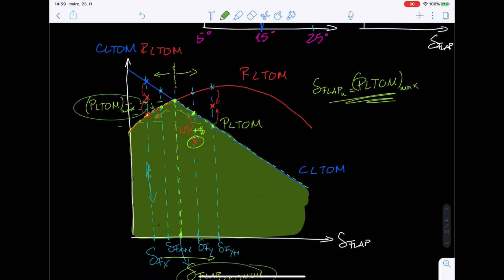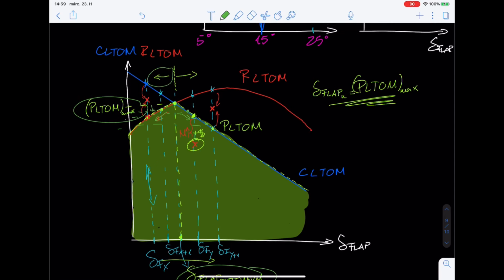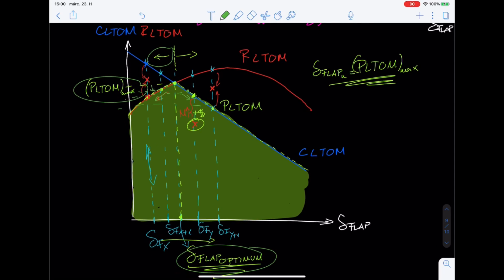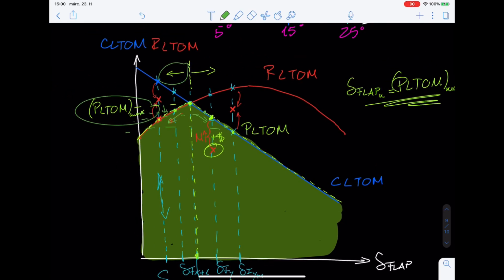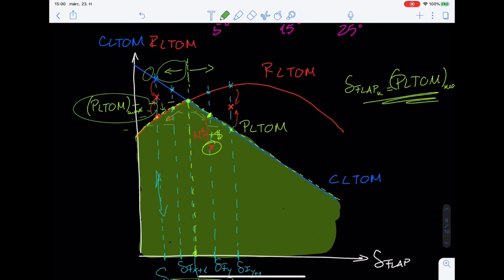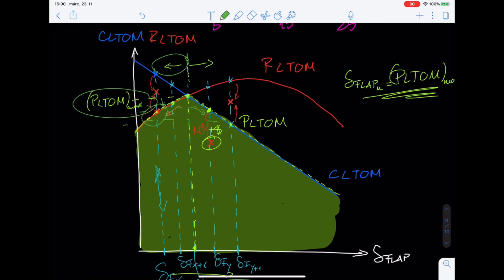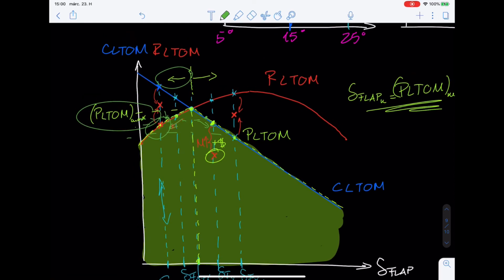Okay. What's also interesting to note is that above the optimum flap setting, the climb is going to be more limiting, quite the contrary. So below the optimum flap setting, the runway is going to be more limiting, right?